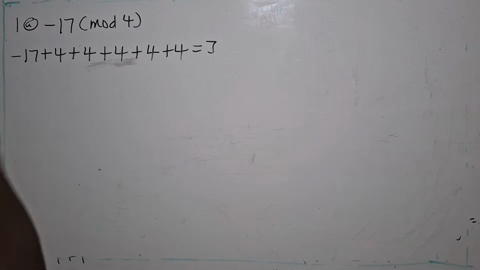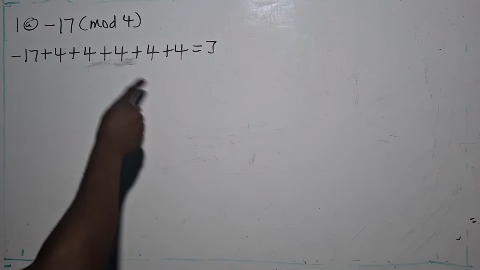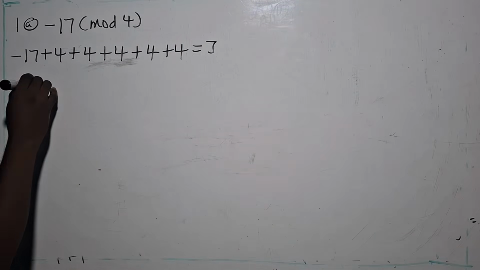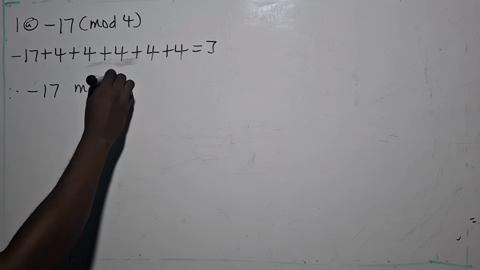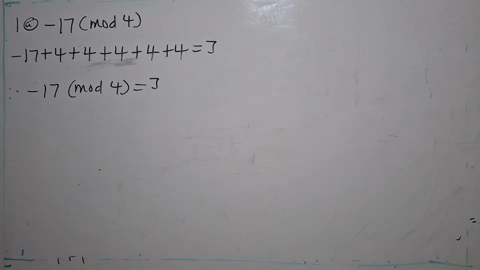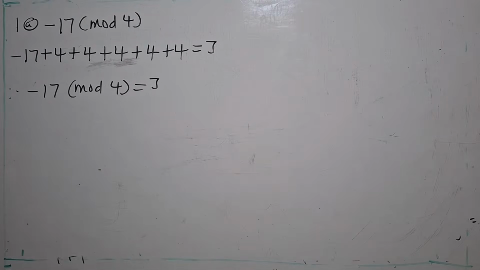Or looking at this, how many 4s would you add to get a positive number? 1, 2, 3, 4, 5. 4 times 5 is 20. So negative 17 plus 20 gives positive 3. So therefore, negative 17 mod 4 gives us 3. This is how we solve A. So you add to obtain the first positive number, which is mostly lesser than the mod you are working in.